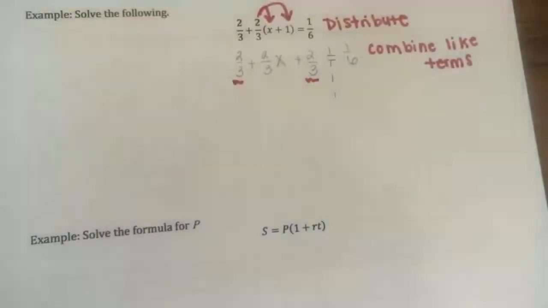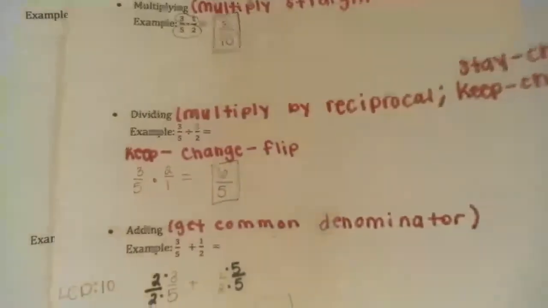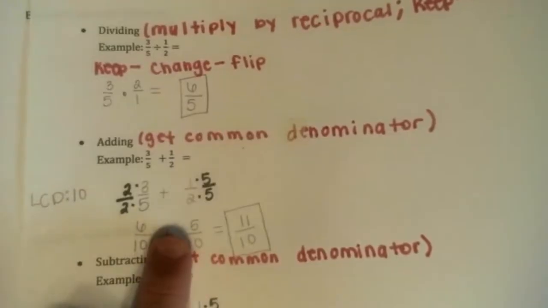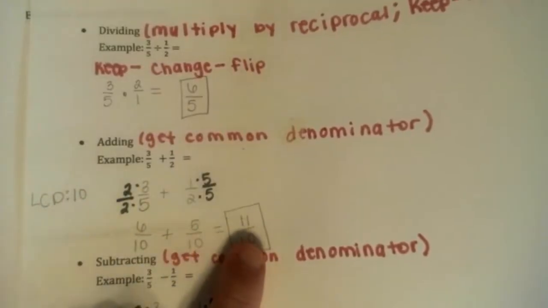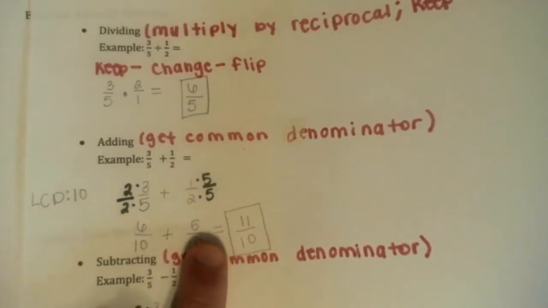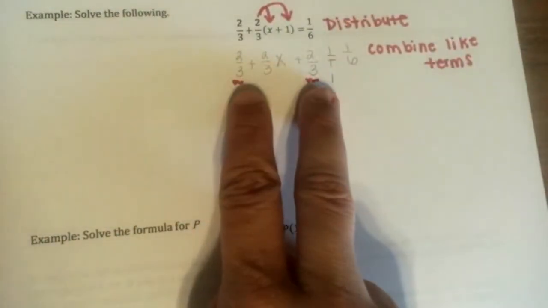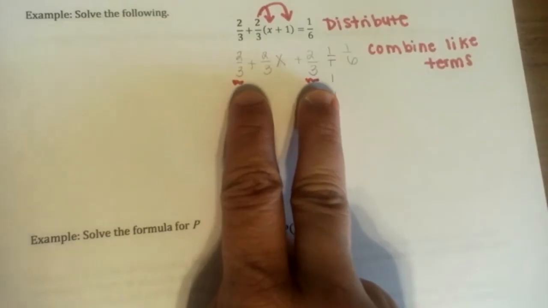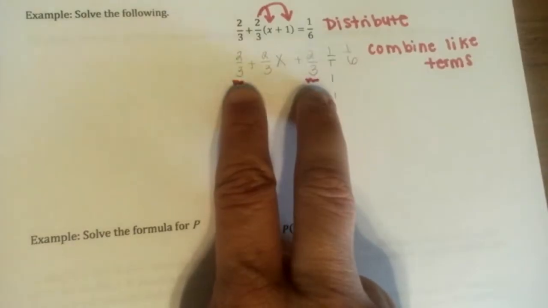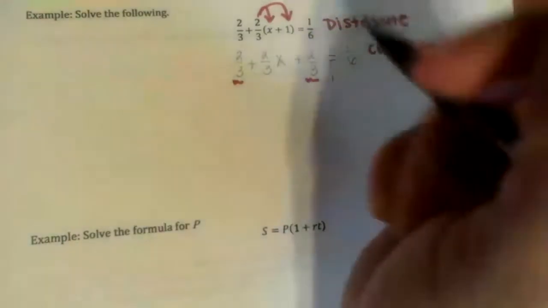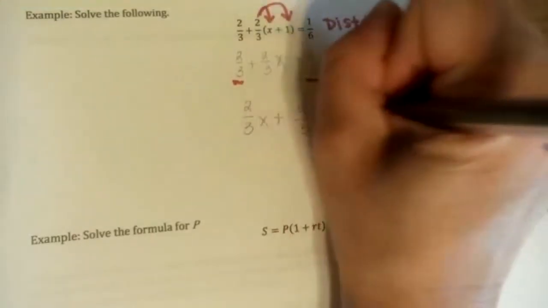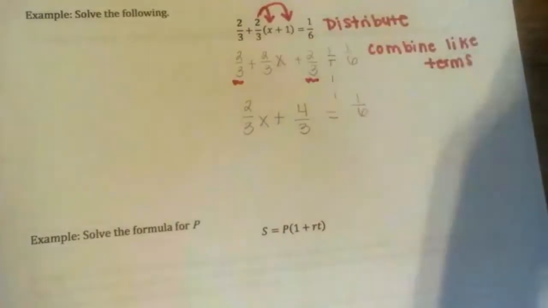So going back, remember, whenever you add fractions, we are going to get that common denominator. You're going to add the top, so 6 plus 5 gave us 11. But notice your bottoms stay the same. If you have 6/10 plus 5/10, you're left over with 11/10. So 2/3 plus 2/3, they're both thirds, so they're like terms. I can combine them together. If I have 2/3 plus 2/3, that would give us 4/3 total. So notice that thirds on the bottom is going to stay the same. So we have 2/3 x plus 2/3 plus 2/3 would give us 4/3 equals 1/6.